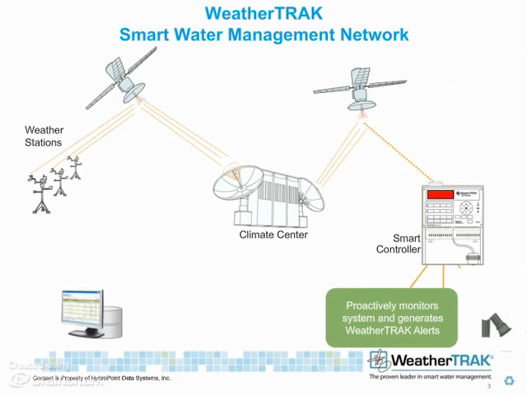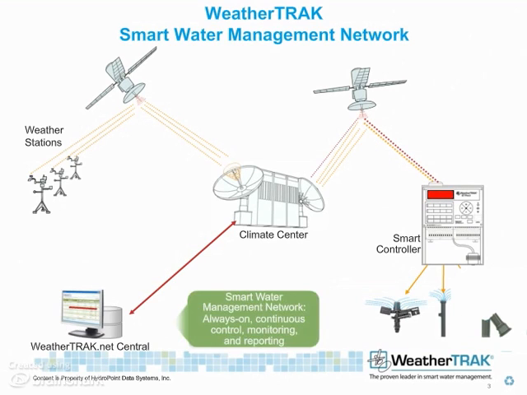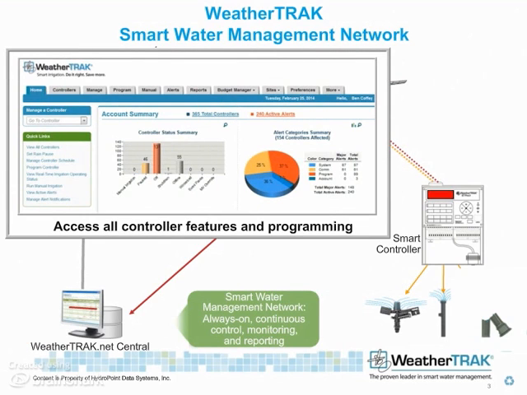Then an alert would be raised at the controller, and in real time that information is sent to WeatherTrack Central or weathertrack.net. Then any user who has that WeatherTrack Central controller in their weathertrack.net Central user account can receive a text or email notification about that specific alert. Also, from weathertrack.net, you have on-demand access to all of the WeatherTrack features, including real-time on and off water functions, as well as access to controller settings and restriction information.